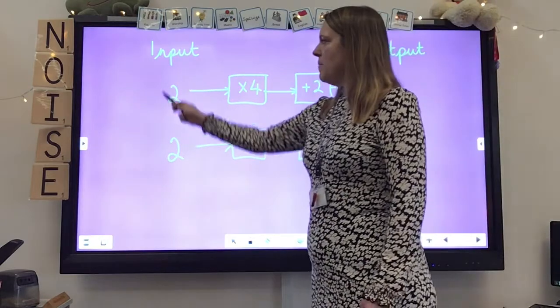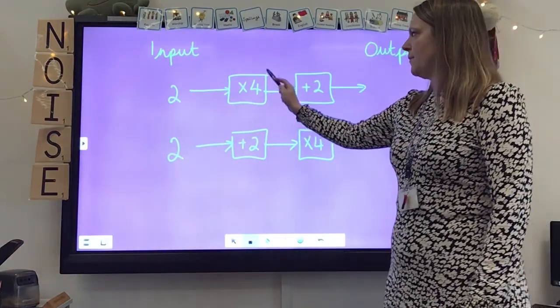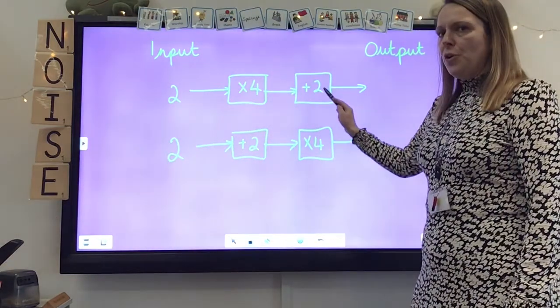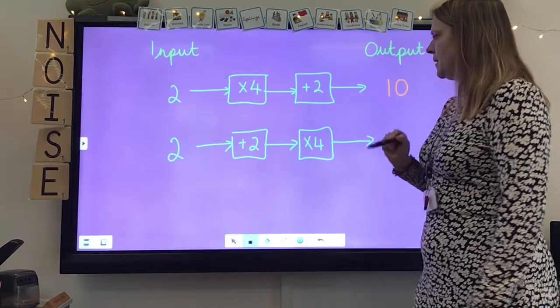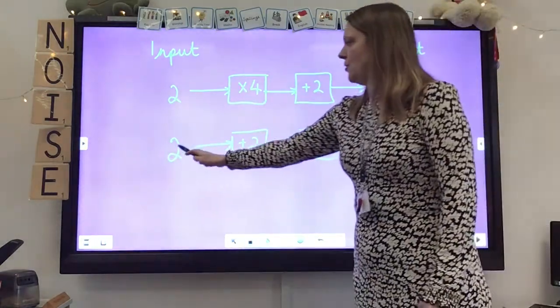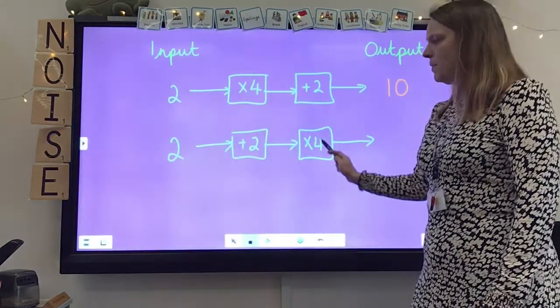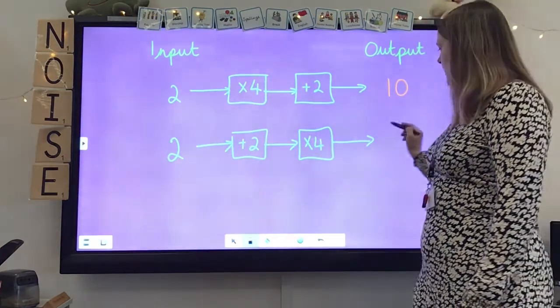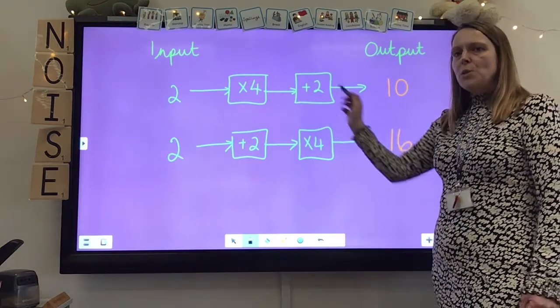Okay, so I have my input of 2 for this first one. I multiply that by 4, which is 8. I add on 2, which then gives me 10. Okay, let's see if I get 10 for the second one. 2 plus 2 is 4. Times 4 is 16. So no, I don't, do I? So it does matter which way round I do it.